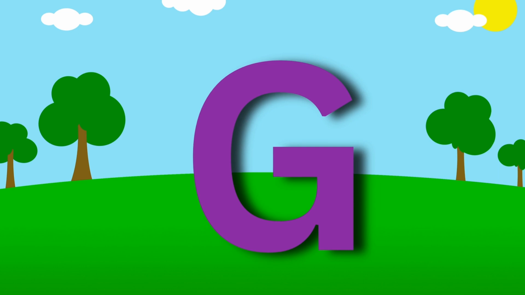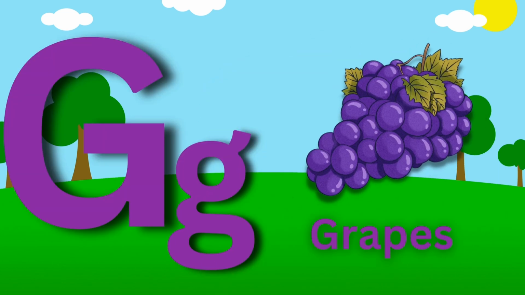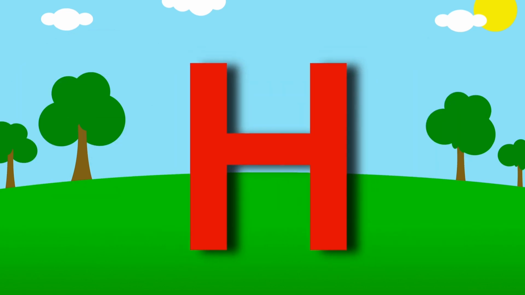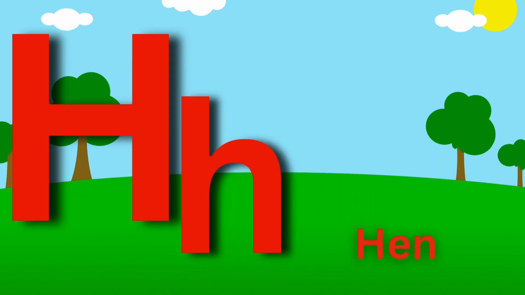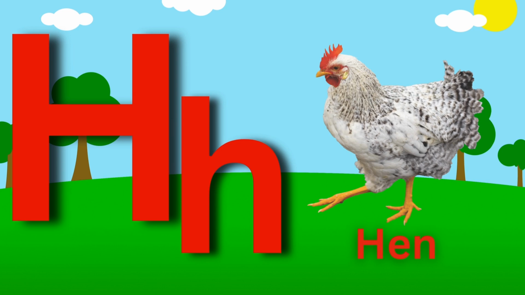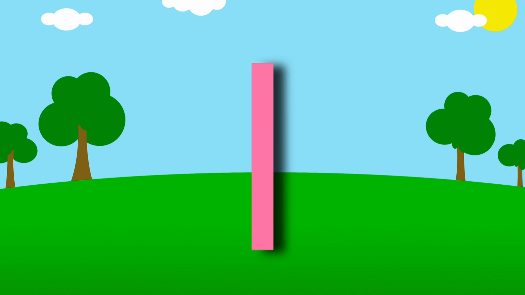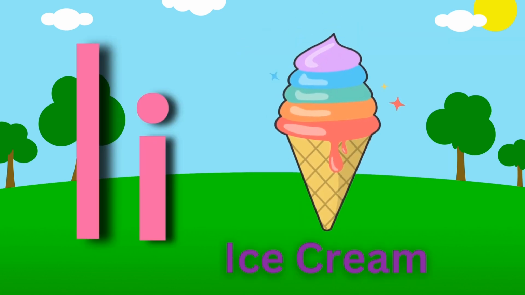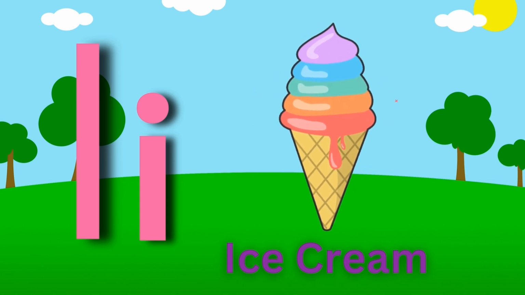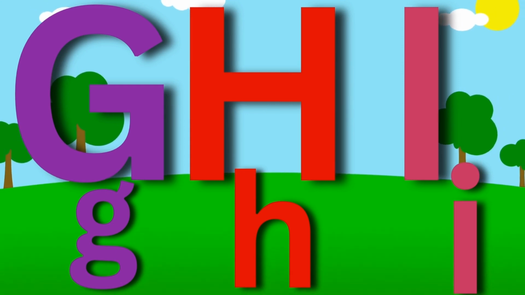G. G is for grapes. H. H is for hen. I. I is for ice cream. G, H, I.